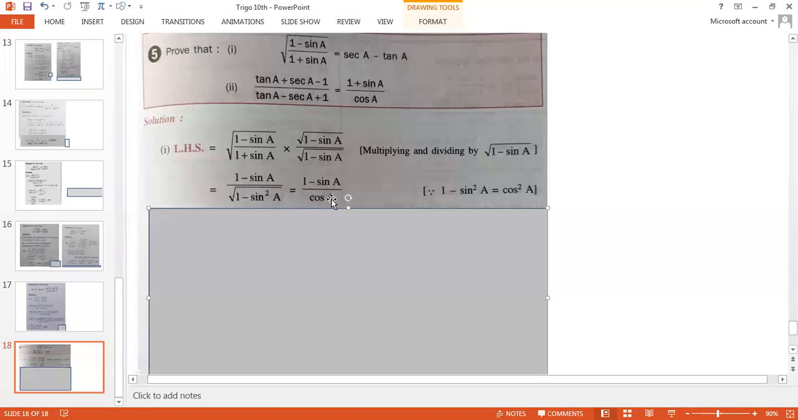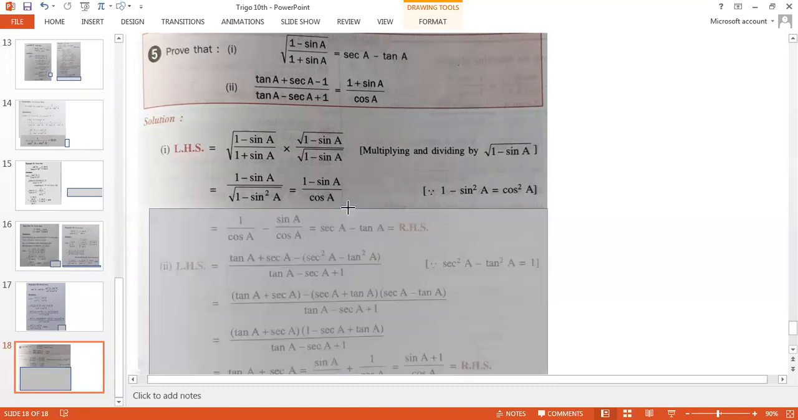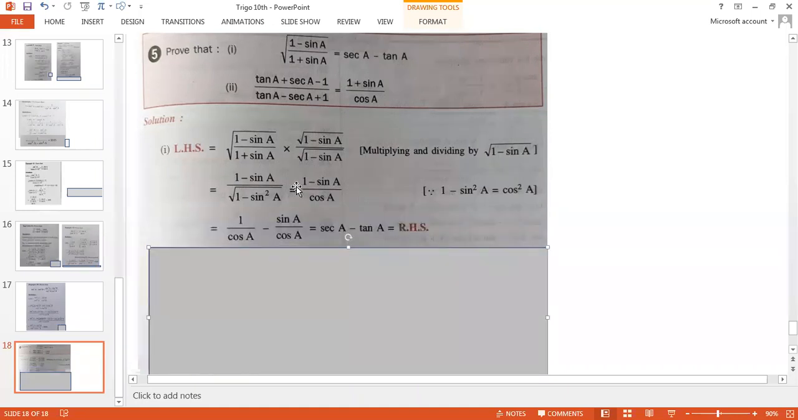And now, it's time, student, to split the numerator. What we will do? We will split the numerator. Now, how to split the numerator? It's simple. 1 by cos A minus sin A upon cos A. And what is 1 by cos A, student? It's simple. That is sec A. And sin A upon cos A, what is that, student? Of course, sin A upon cos A is tan A. That's how we get RHS. Sec A minus tan A. That's RHS. Hence proved. I hope you understood everything till here.